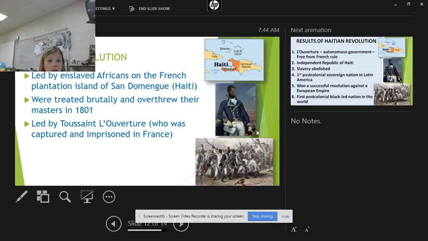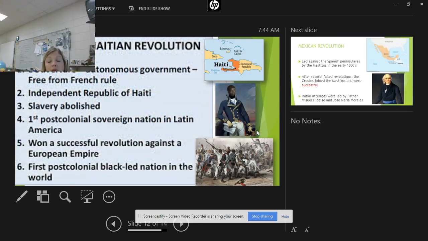They were led by Toussaint Louverture. Unfortunately, he would be captured and imprisoned in France where he'll die. But Haiti ends up being, as you guys will see, the first successful slave revolt in history. They were the first to win a successful revolution against a European empire, the first post-colonial Black-led nation in the world. Slavery obviously was abolished, and it turns out fairly well for the Haitians at the time. So there's the Haitian Revolution. Again, very important, first successful slave revolt, first Black-led nation in the world.